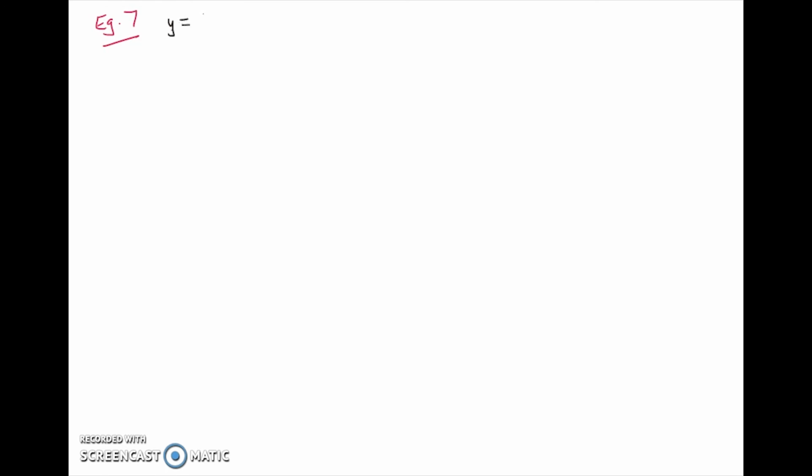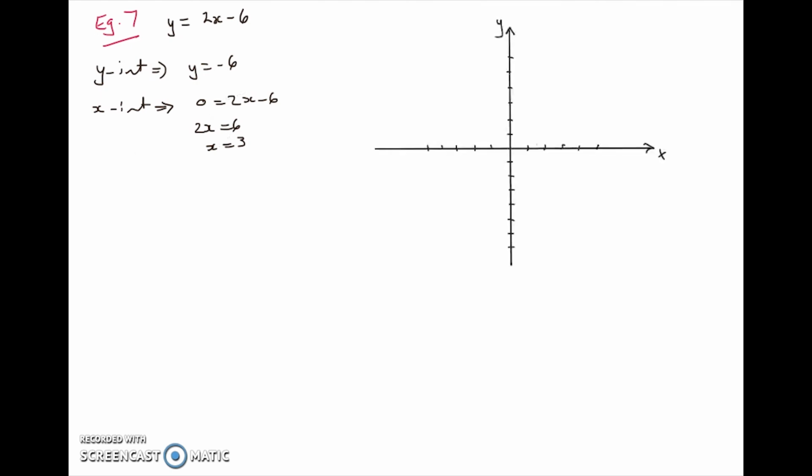So here we've got another example where we need to sketch the graph of y equals 2x minus 6. We'll take the same approach as we did before. We'll find the y-intercept first, letting x equal 0 so that y equals -6. Then we find the x-intercept, let y equal 0, so 0 equals 2x minus 6. Rearrange: 2x equals 6, and then x equals 3. So we've got our intercepts of y equals -6 and x equals 3.